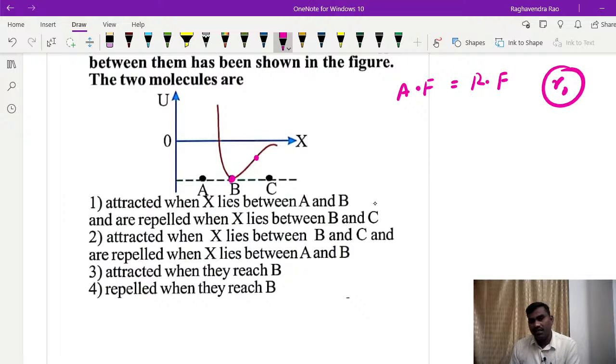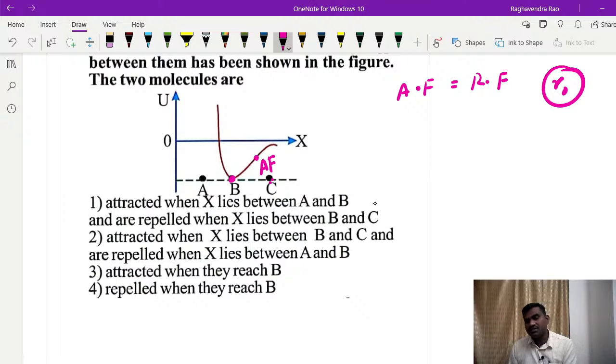That is based on the separation between the two atoms. So between B and C, what type of force will exist? Attractive force. At point B, attractive and repulsive forces are balancing. That means in the region of B to C, attractive force is dominating.